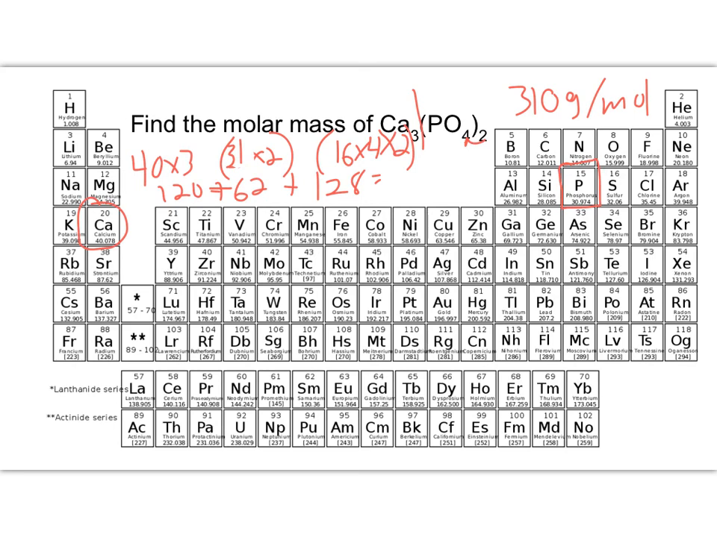Okay, so that's how you do this. We look up each element, find its molar mass, multiply by any subscripts that are in the formula, and then if there are parentheses, you multiply also everything in the parentheses times the number outside the parentheses, and then you add all those numbers together to find the molar mass of the compound.